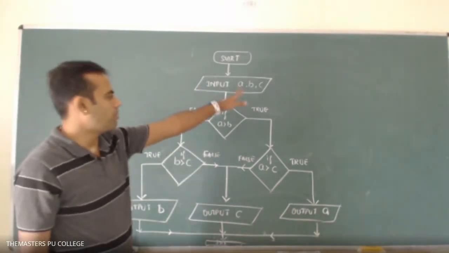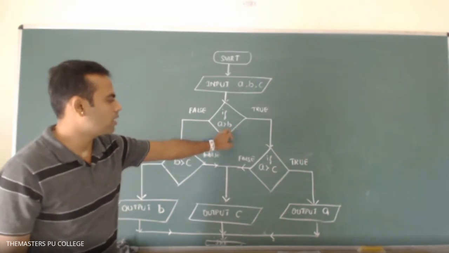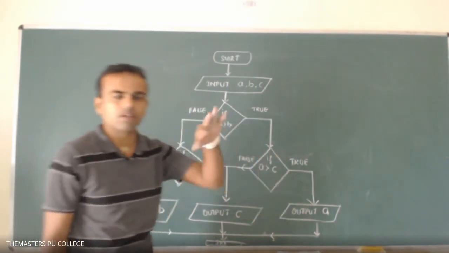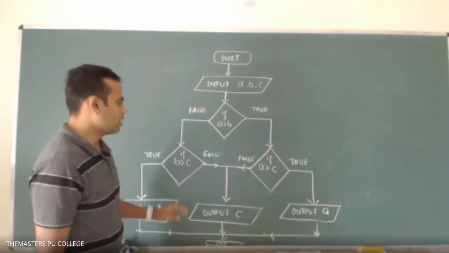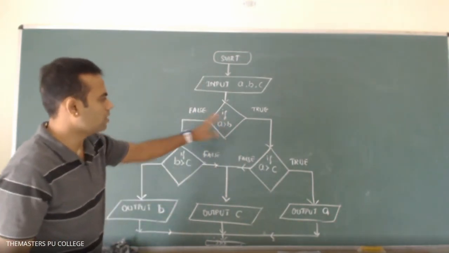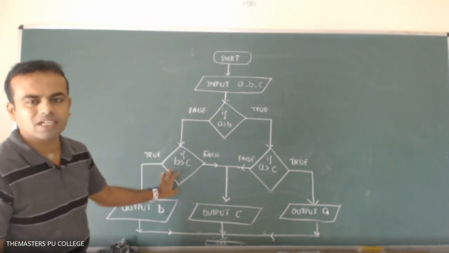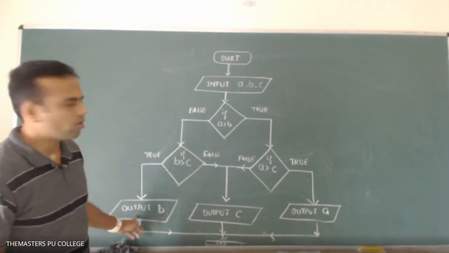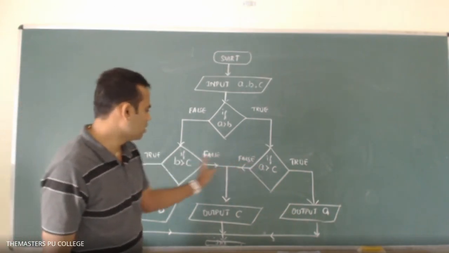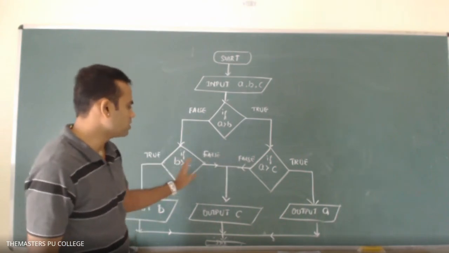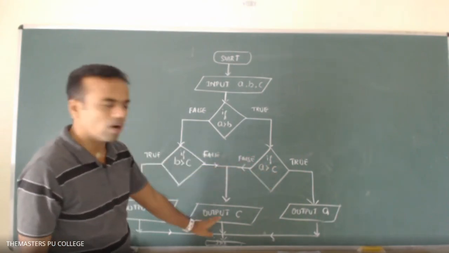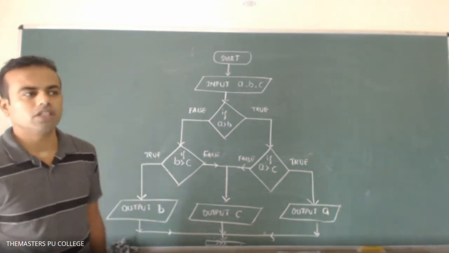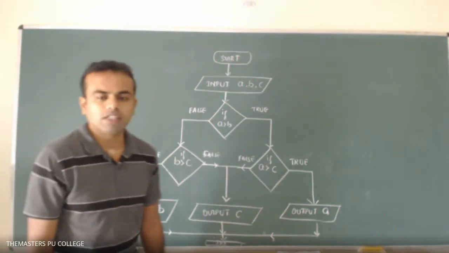Input A, B, C. If A is greater than B and A is greater than C, and both the conditions are true, then the first element, that is A, will be the biggest. If A is greater than B is false, then it will check whether B is greater than C. If it is true, then the output will be B. In all the other cases, if B is greater than C and A is greater than C are false, then the biggest number will be C. Okay, is that clear everyone?